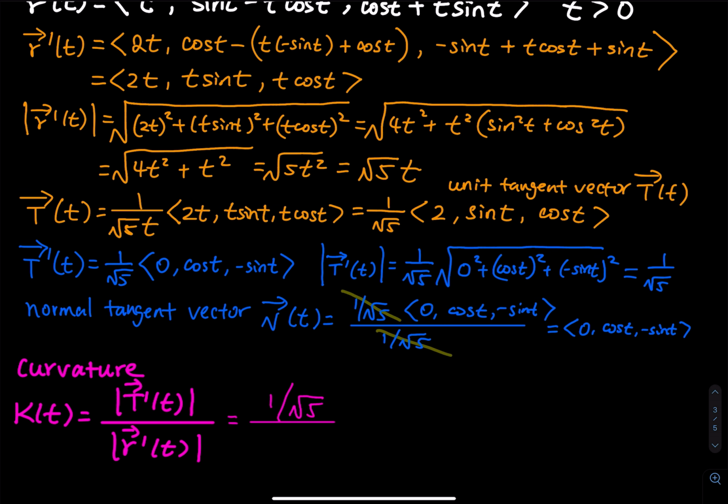So how about r prime of t? R prime of t is right over here in orange. Right over here. Follow my cursor. That is square root of 5 times t. All right, so that is square root of 5 times t. So this becomes 1 divided by root 5 times root 5 t, which is 1 over 5t. So that is the curvature.